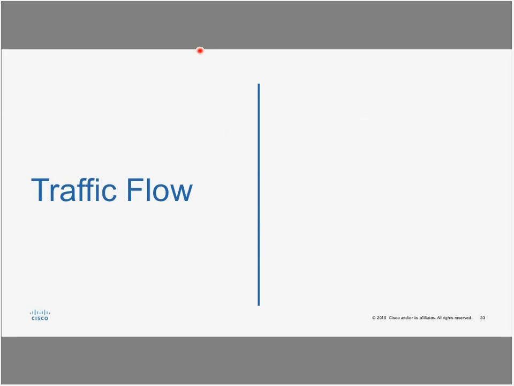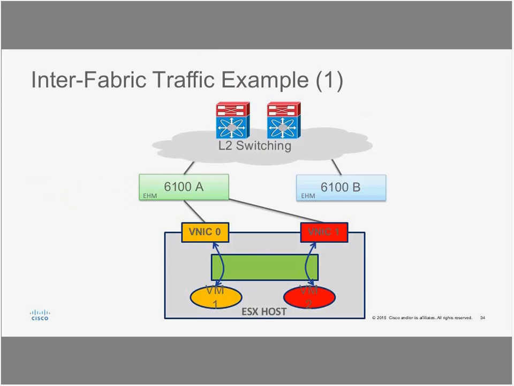Okay, now let's talk about traffic flow. Essentially, let's say you've got an ESX host, and on that host you have VNICs. For example, here you have virtual machine 1 that has VNIC 0, and virtual machine 2 that has VNIC 1. As you can see, both of those VNICs are connected to FIA. So what happens if virtual machine 1 needs to communicate with virtual machine 2?